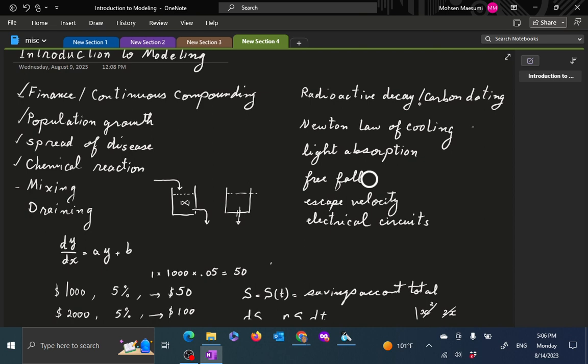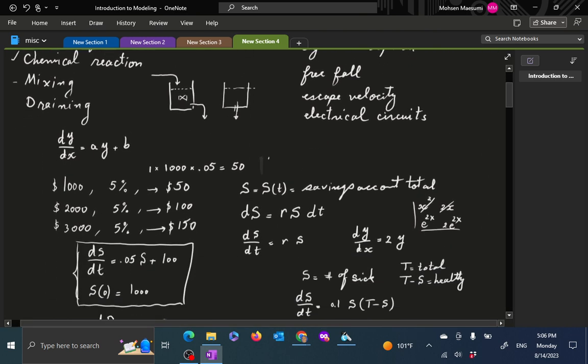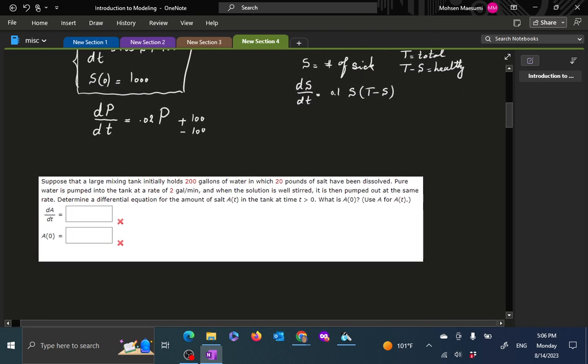Free fall, you see this thing in your physics classes quite a bit. Escape velocity is a little bit more complicated version of this mechanical problem. And we said we are going to put electrical circuits for another class. Now let's go ahead and take a look at a few problems.